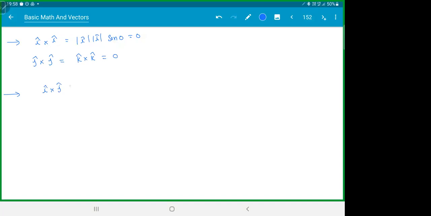If you have two perpendicular vectors, I cross J gives you K, J cross K gives you I, and K cross I gives you J. So, you can remember like this. If you have I, J, and K, if you rotate in a clockwise direction, if you go from I to J, you get K. If you go from J to K, you get I. If you go from K to I, you get J. This is a positive cycle. If you go in the reverse, I cross K is minus J, K cross J is minus I, J cross I is minus K, the negative cycle.